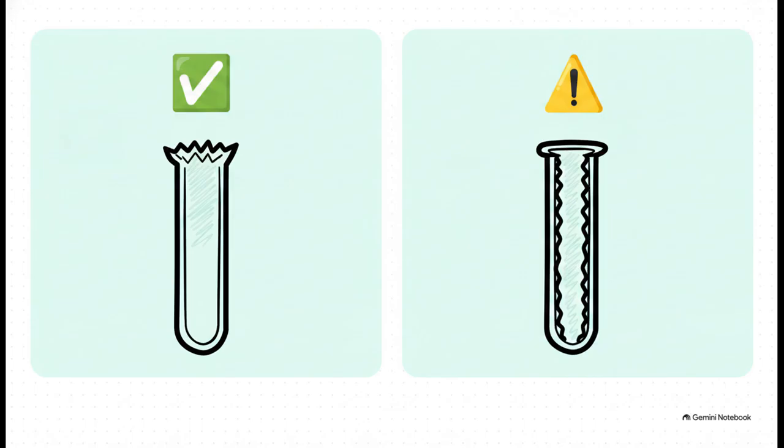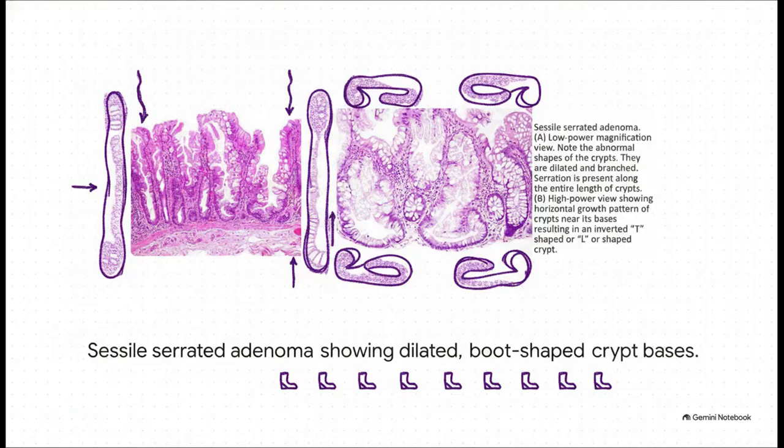SSAs are typically found hanging out in the right colon. Let's look closely at the microscopic differences so you can see exactly how pathologists tell them apart. Understanding this specific architectural difference is paramount. Unlike the benign hyperplastic polyp, where that sawtoothing is only at the top, an SSA has serration that extends along the entire length of the crypt, all the way down.